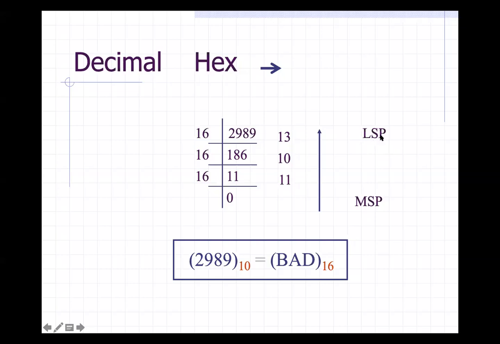The P means point. Most significant point, and this bit is the most significant bit. This arrow marks the most significant point, and this is the least significant point. So all decimal to other base conversions work the same way. Now this part is finished.